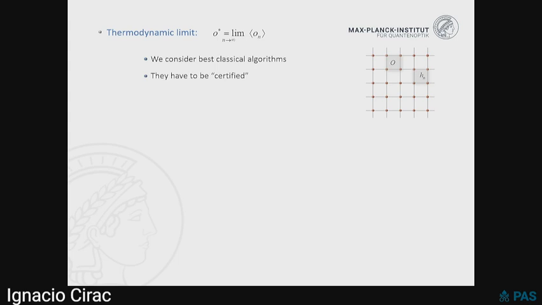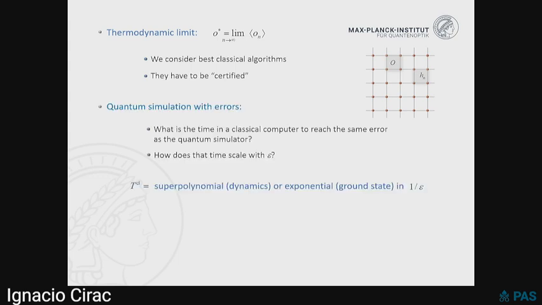And so maybe one scales like exponential of 1 over epsilon, and the other one is polynomial in 1 over epsilon, in which case there would be an exponential advantage. But not only that, because if you have errors in your quantum simulator, what this means in practice is that it will not be able to give you the exact solution. It will give you an error in this expectation value in the thermodynamic limit. So what you would like to know is: how does the classical computational time scale with the error that I have in my hardware?